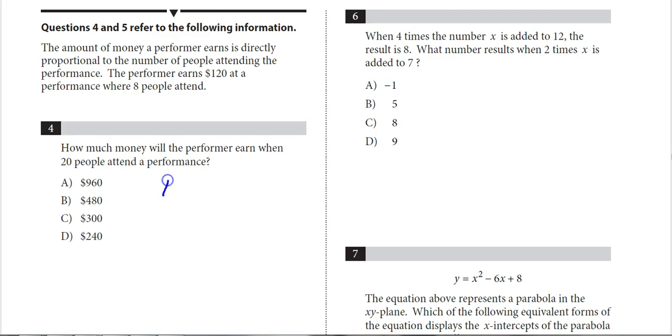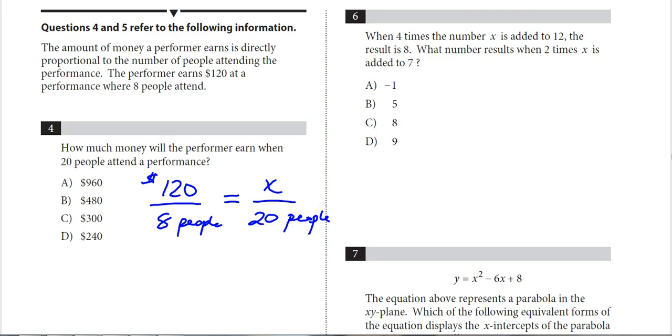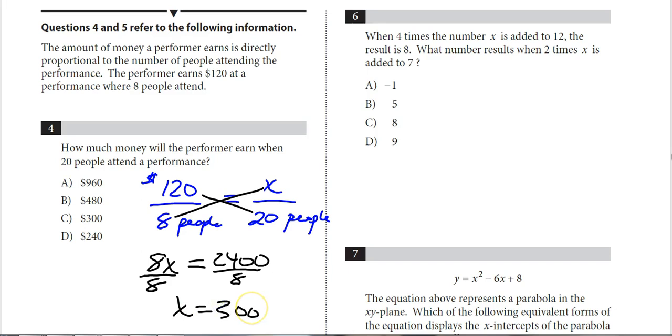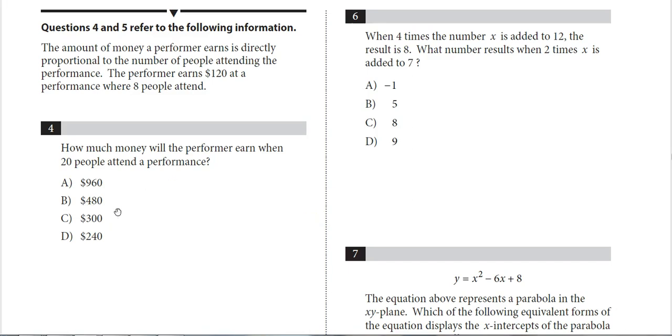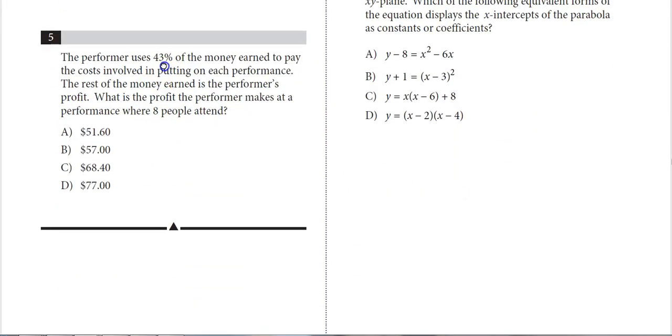So you could also say, I make $120 when 8 people show up. So how much money am I going to make when 20 people show up? It's a little bit longer to do it this way, but you'll always get them right. You cross multiply, that's how you solve a proportion. You'll get 8x equals, what's that, 2,400? And divide both sides by 8, and it looks like x equals $300. So either way, C would be the best bet. Let's move on down. Let's tackle 5 since it goes right with this one.